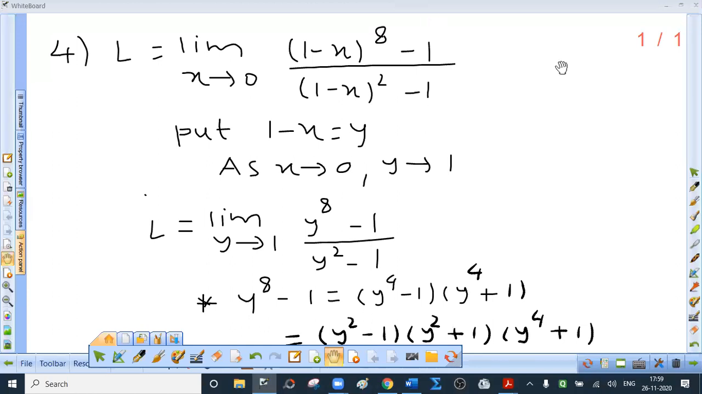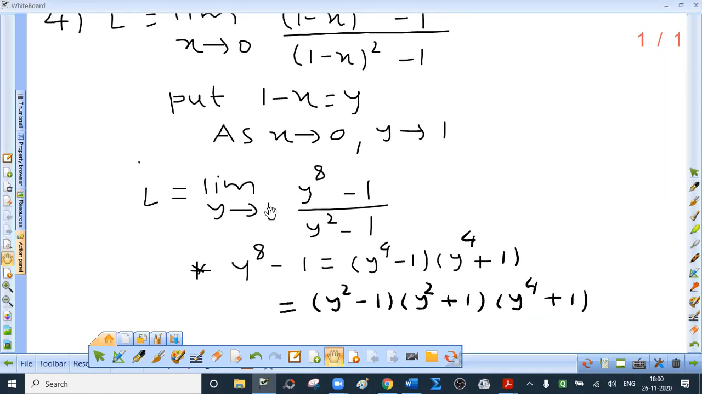Fourth one, let L be the limit x tends to 0, 1 minus x raised to 8 minus 1 upon 1 minus x square minus 1. We put 1 minus x equal to y, that is we are changing the variable. Now as x tends to 0, see, when we change the variable, we must obtain the tending value of the new variable. So as x tends to 0, y will tend to what? 1 minus 0, that is 1, and that is why I have written y tends to 1. I repeat this. This is substitution. So we must obtain the tending value of the new variable, that is y. Right? So we get this.